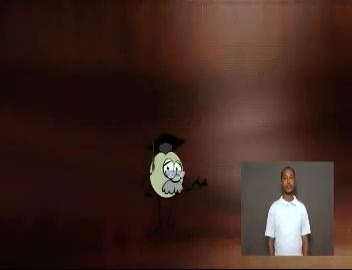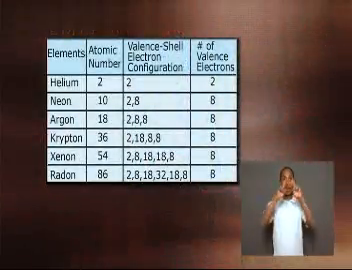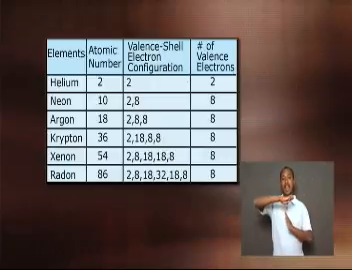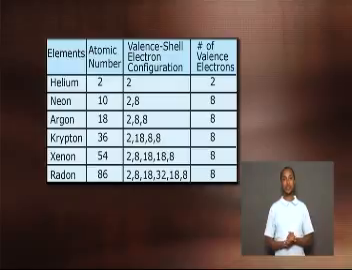Time's up. Let's get back to our lesson. Welcome back, students. I wonder if you noticed any trends in the table. Here you can see the valence shell electron configuration and the number of valence electrons for atoms of each of these elements. Perhaps you noticed that all of these elements are the 8A elements, or the noble gases.